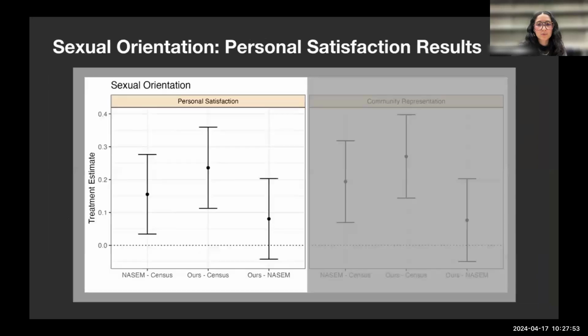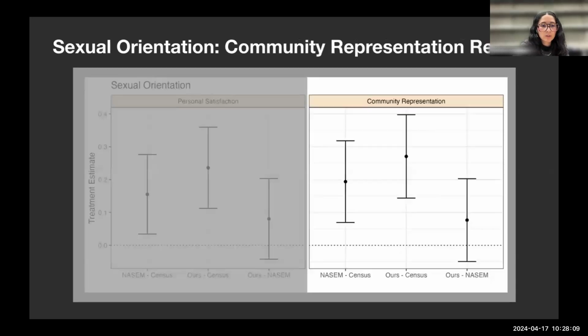Now, looking at the results for personal satisfaction, we saw that both our measures and the NASEM recommendations outperformed the census. However, we observed no statistically significant differences between ours and the NASEM recommendations. And for community representation, we observed a very similar result.